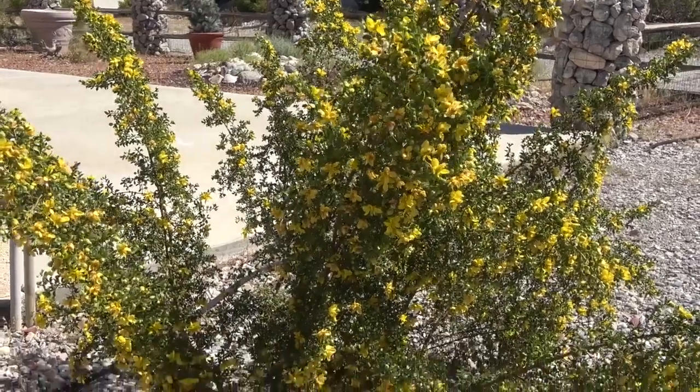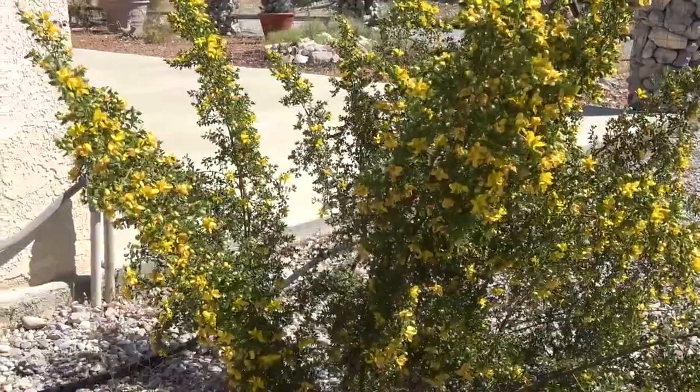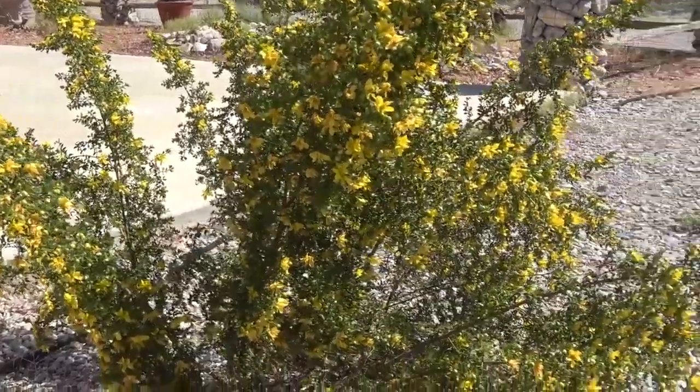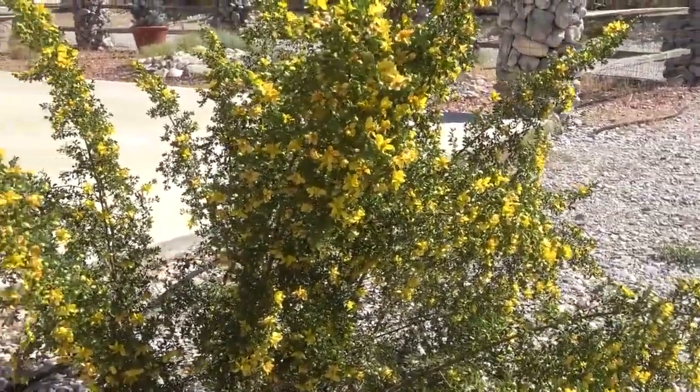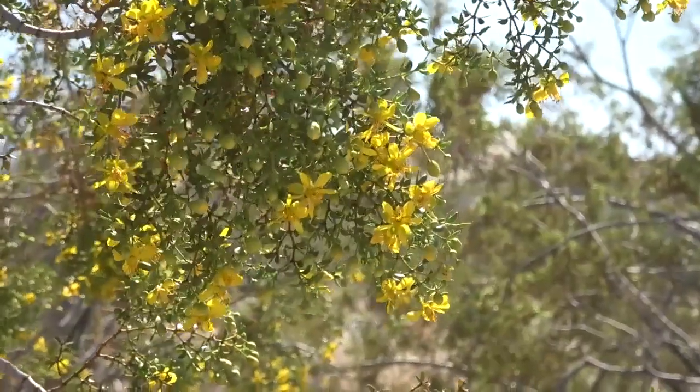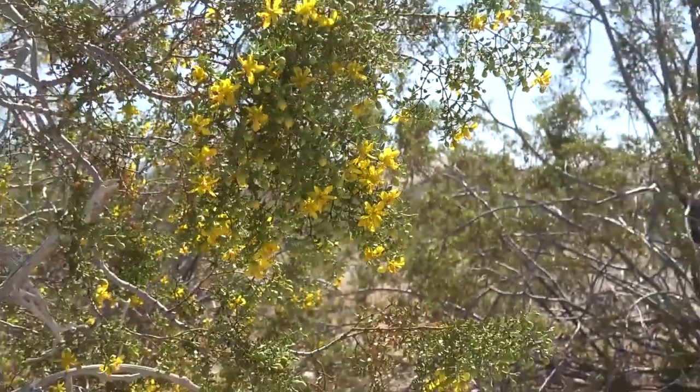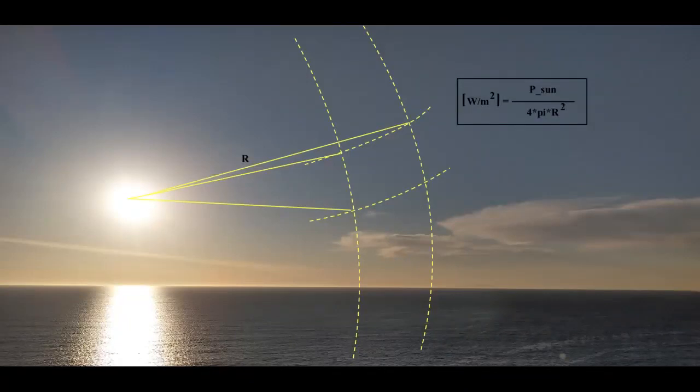After a long winter, springtime delights with color and fragrance. As the sun rises higher and higher in the sky, life just explodes. I began to wonder whether I can measure the distance to the sun by using the inverse square law.